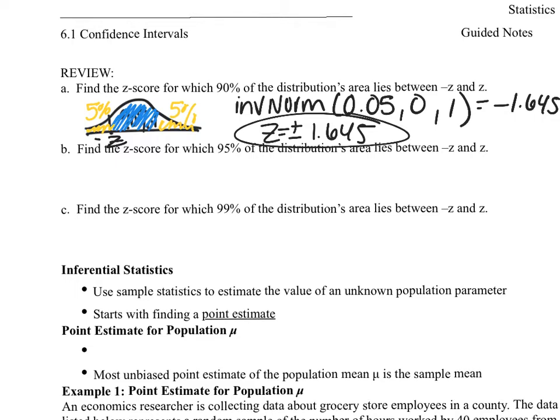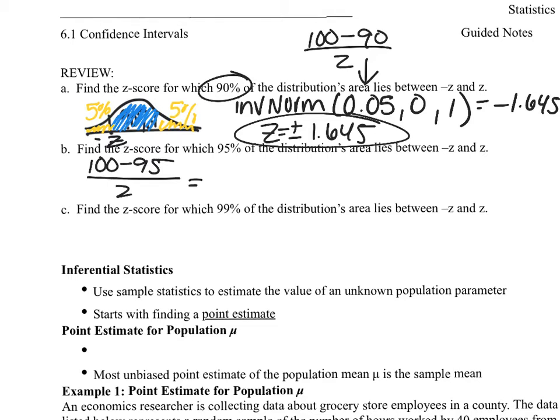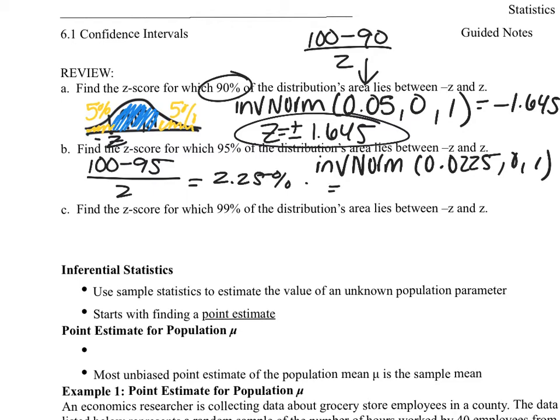Okay, so now we're going to do the same thing for part B. Find the z-score for which 95% of the distribution's area lies between negative z and z. So the area, now if you notice up here, this was 90%. The area that we used here was 100 minus 90 divided by 2. So the area that we're going to use in this one is going to be 100 minus 95 divided by 2, which gives me 2.5%. So I'm going to do inverse normal, 0.025, comma 0, comma 1. And that gives me z-scores, when we plug it in the calculator, of positive and negative 1.96.